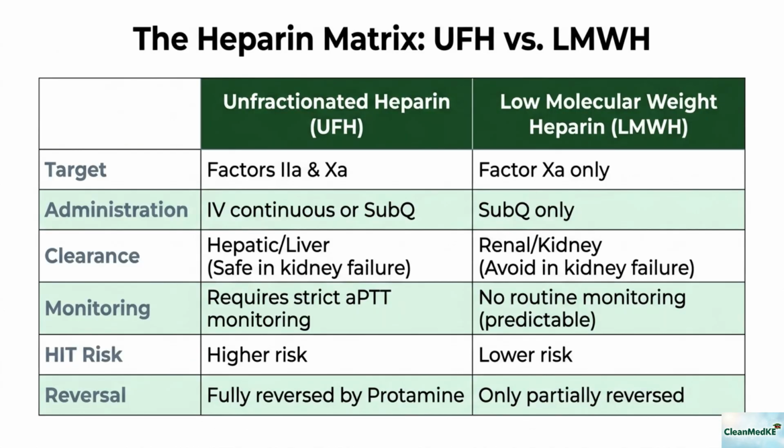To summarize the heparin matrix, UFH targets 2A and 10A, is safe in kidney failure due to hepatic clearance, and is fully reversed by protamine. LMWH is more selective for factor Xa, requires no routine monitoring, but carries a risk in renal failure, and is only partially reversed by protamine. LMWH also carries a lower risk of heparin-induced thrombocytopenia.